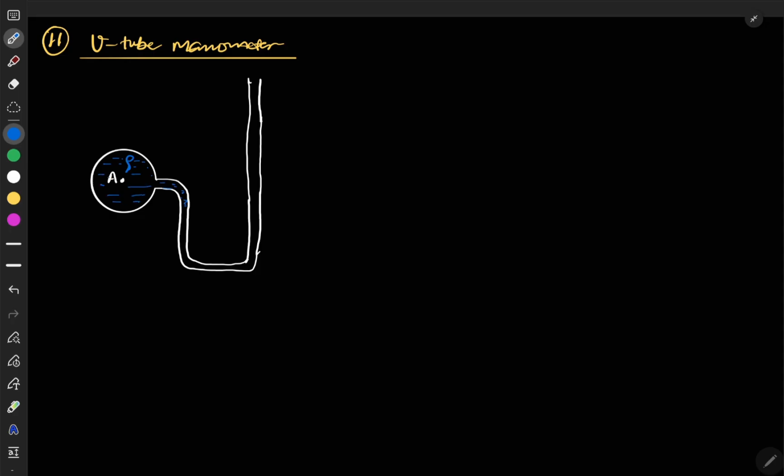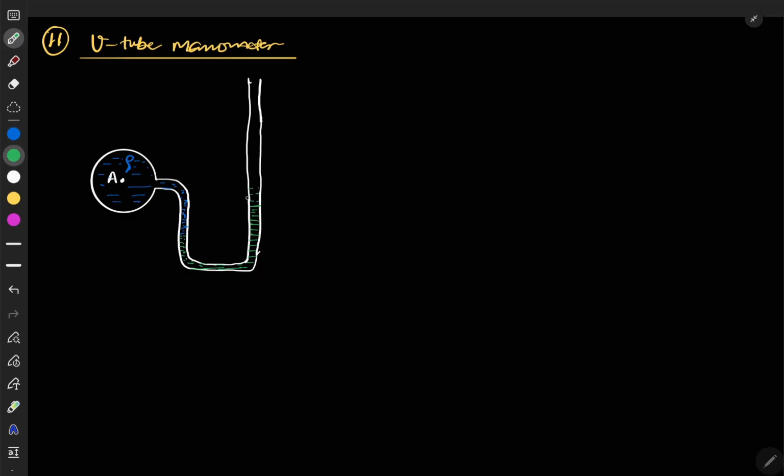And what we do is fill this manometer with a liquid of higher density. So here we have a higher density fluid. Let's say that the pressure of the gas is higher than the atmospheric pressure. So this will be the height difference between the two levels.